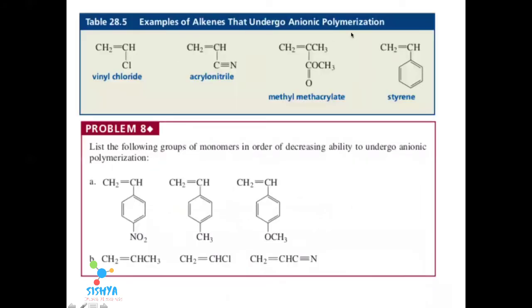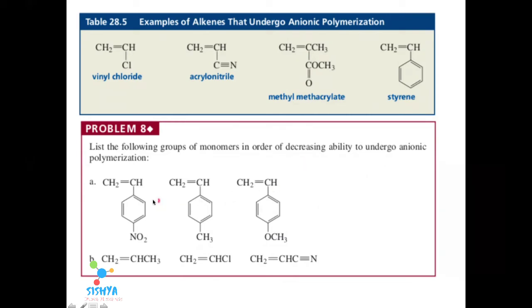Similarly for anionic polymerization, here is vinyl chloride, which has an electron withdrawing group, here it is an electron withdrawing group, and here is the ether group, which is an electron withdrawing group. So these are examples of monomers that are commonly active in anionic polymerizations.